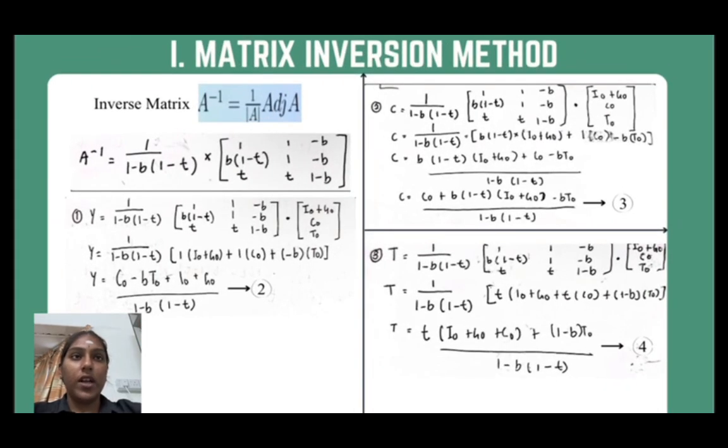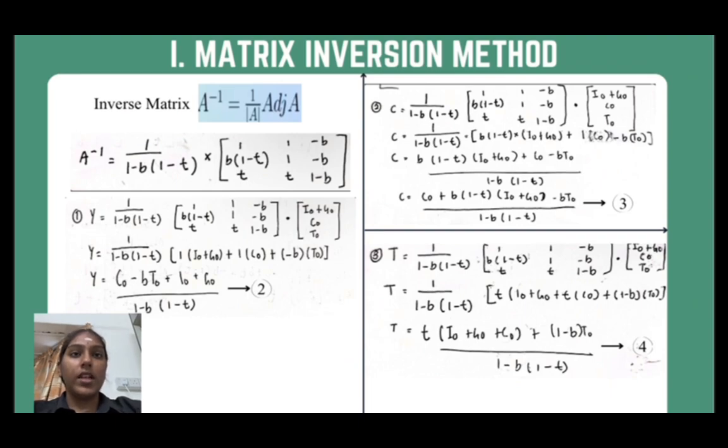With the adjoint matrix constructed, we now apply the core formula of the matrix inversion method. To find the inverse of matrix A, denoted as A inverse, we use the formula: the inverse of A is equal to 1 over the determinant of A multiplied by the adjoint of A. Essentially, we are scaling every element of the adjoint matrix by the reciprocal of the determinant we calculated earlier.